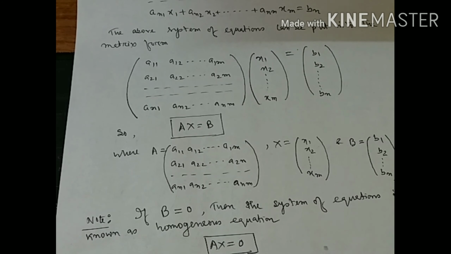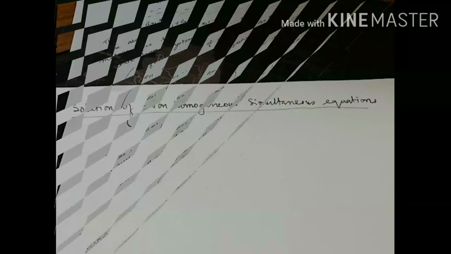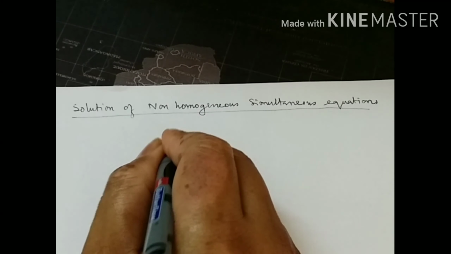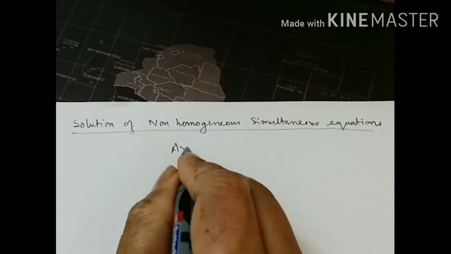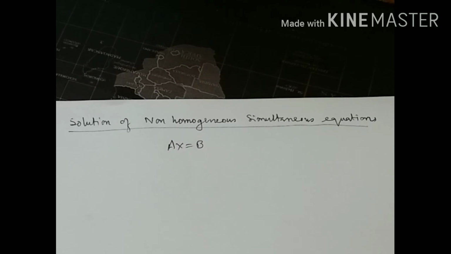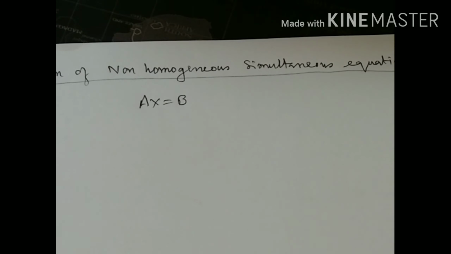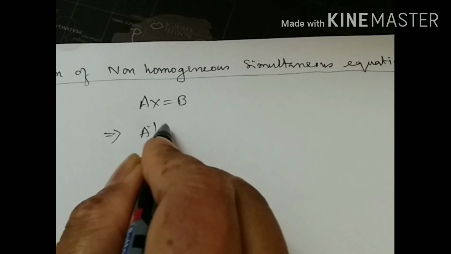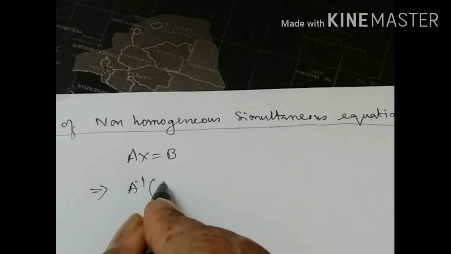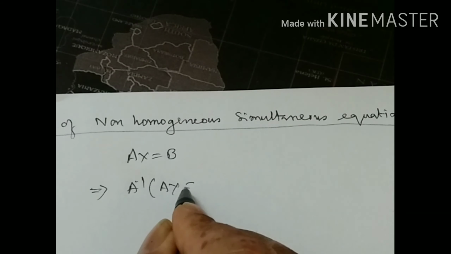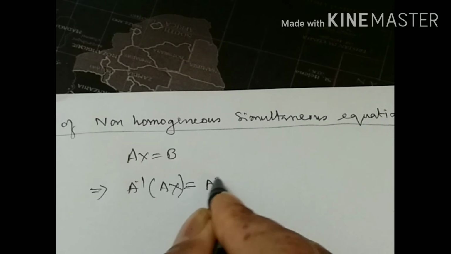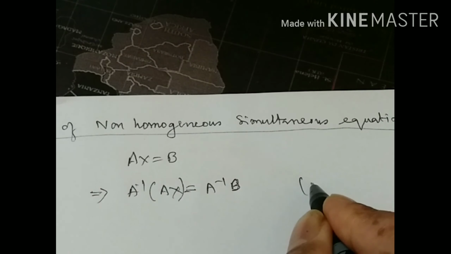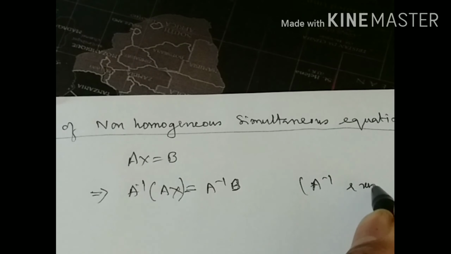We will see how to solve both homogeneous as well as non-homogeneous equations. First we will see how to solve a non-homogeneous linear equation. A system of non-homogeneous simultaneous equations can be written in matrix form like this: AX = B. Now pre-multiplying both sides by A inverse, we get A inverse AX equal to A inverse B, provided A inverse exists.